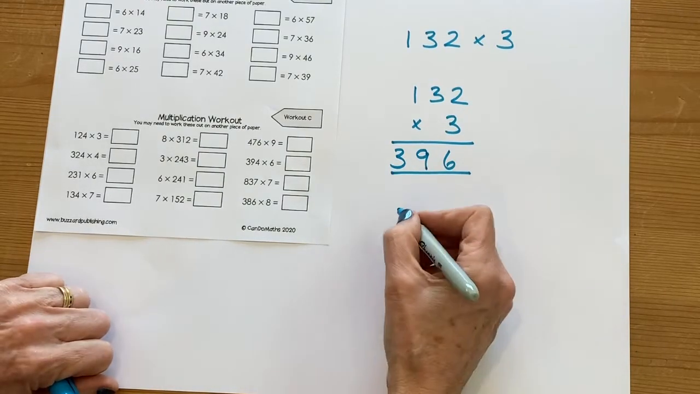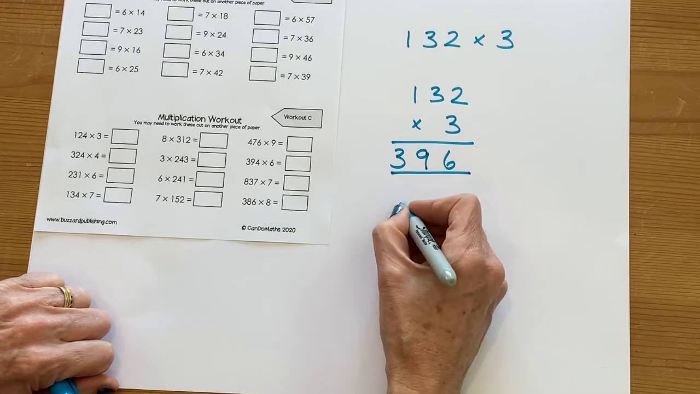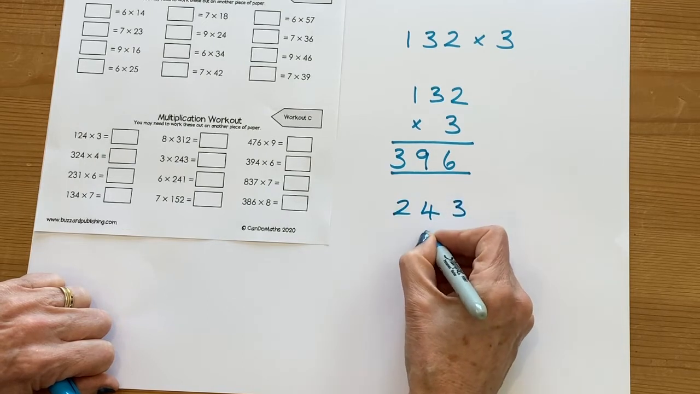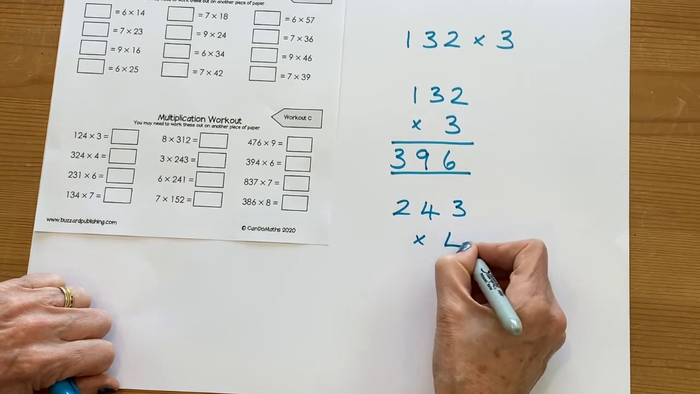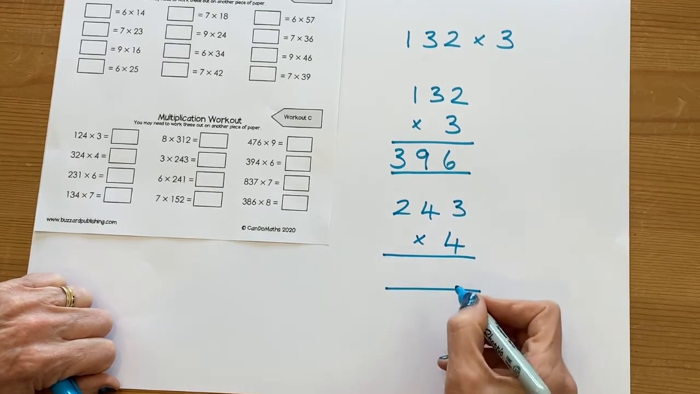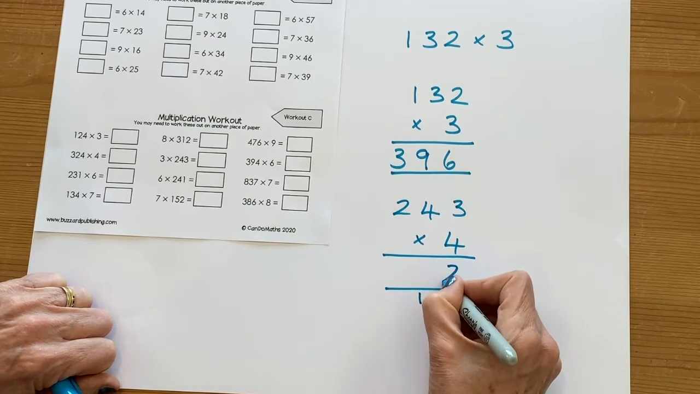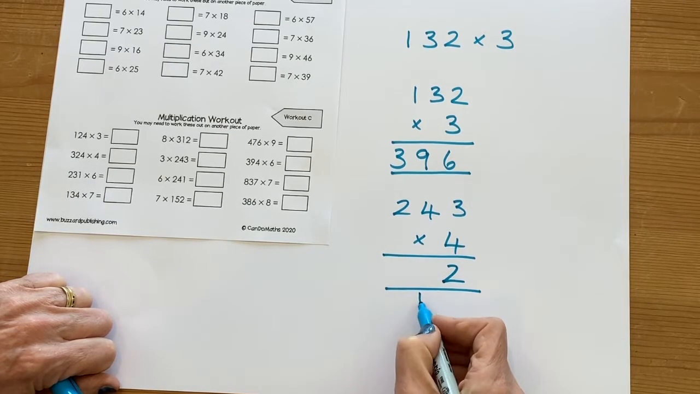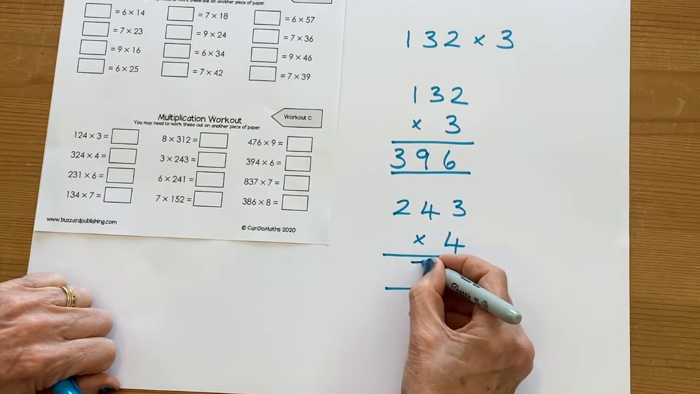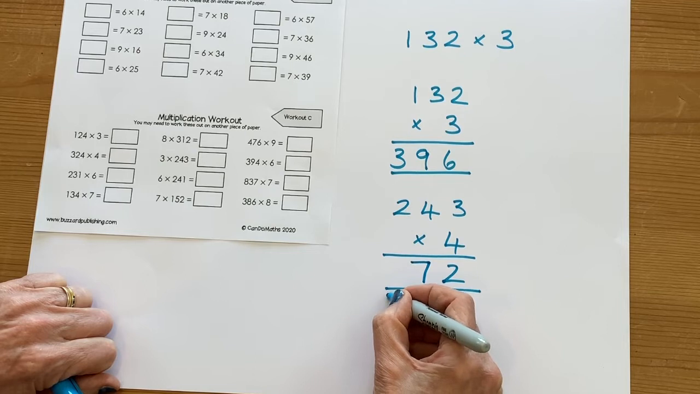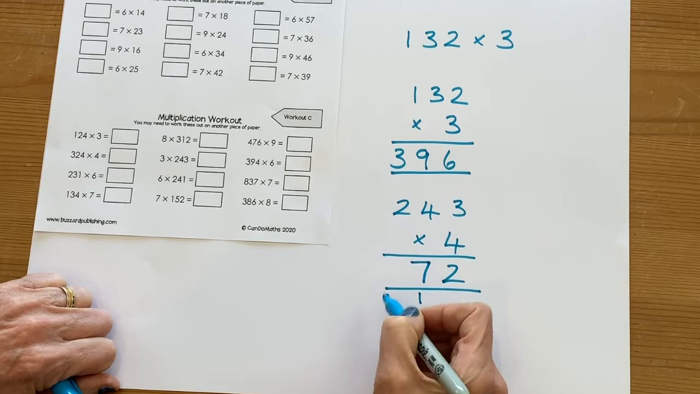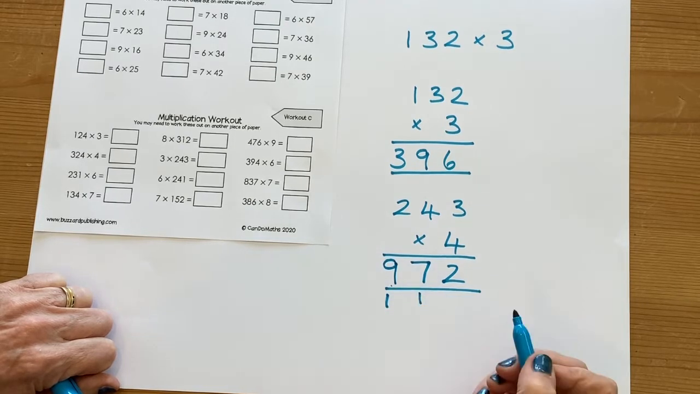Let's have a look what happens when we need to regroup, just as a quick reminder. So if I had 243 multiplied by 4, 4 3s are 12. 12 is made up of 1 10 and 2 1s. So my 10 is regrouped into the tens column, remember? 4 4s are 16 and 1 is 17. So again, I'm regrouping with my 17 and putting it into the next column. 2 4s are 8 and 1 is 9, so 972.